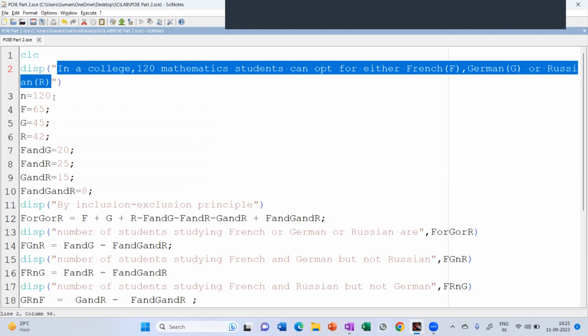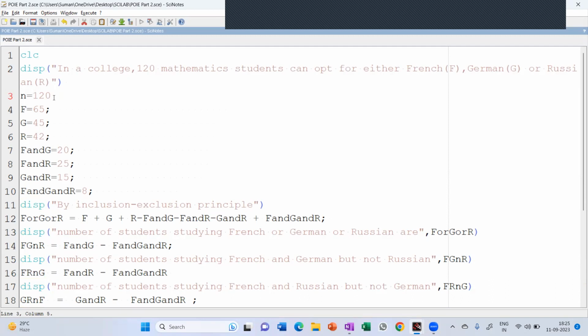Okay. Next, I have taken some variables. These variables are your data, which was there in the question. So for the number of students, I have taken the variable n. N stands for the total number of students. There were how many students? 120. For French, German, and Russian, I have taken capital F, capital G, capital R.